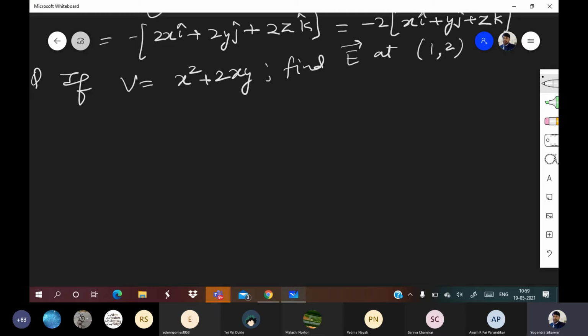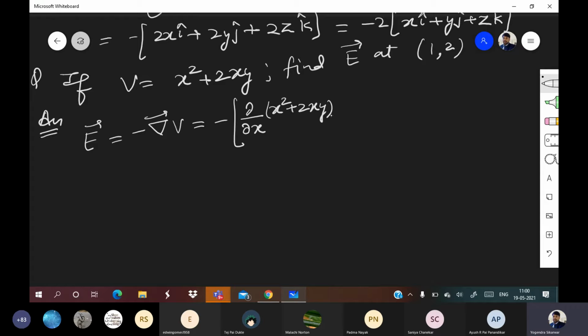All right, enough time given, everyone. Please pay attention. So E is equal to minus del V, is equal to minus dou by dou x of x square plus 2xy i cap plus dou by dou y of x square plus 2xy j cap. As the variables are x and y, the z term will be 0, so I am not talking about that.